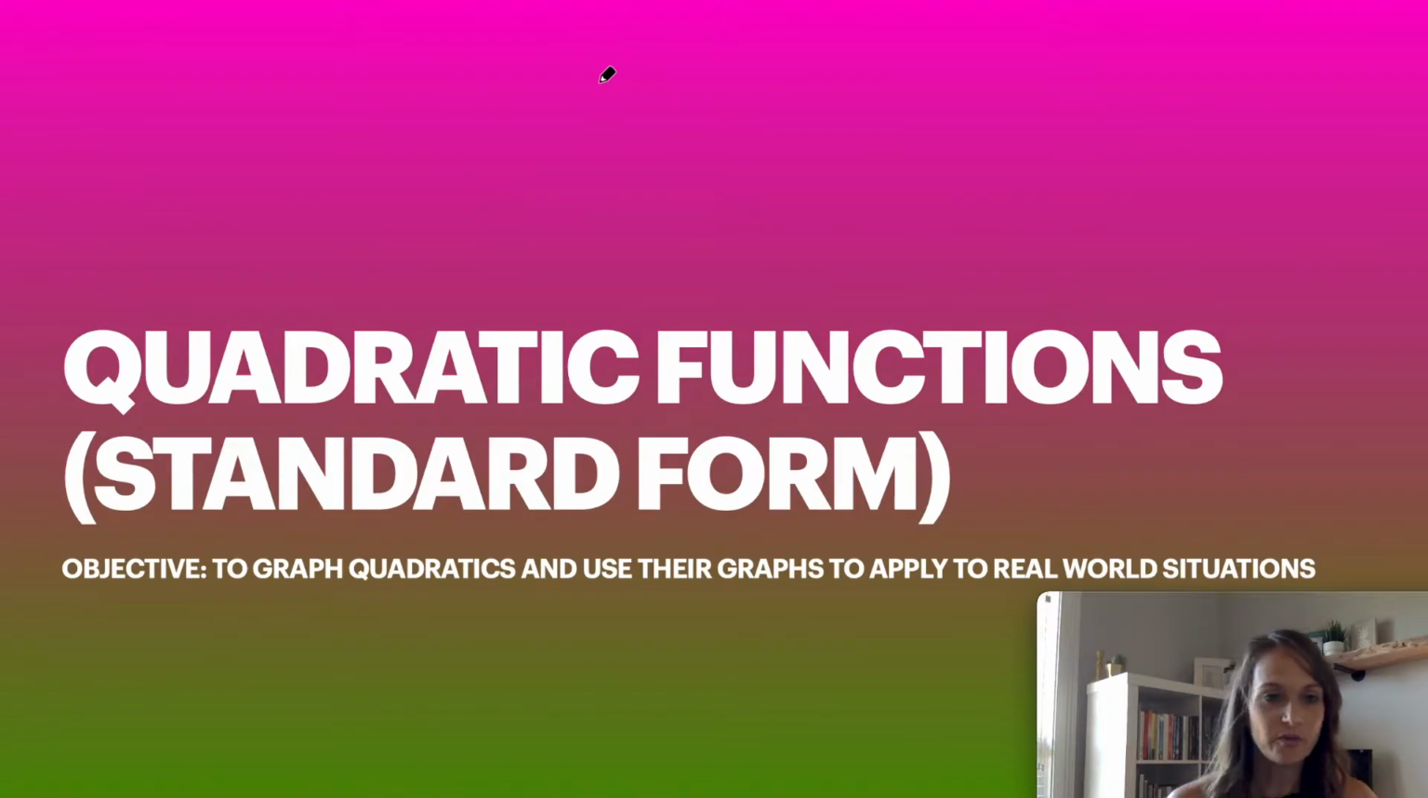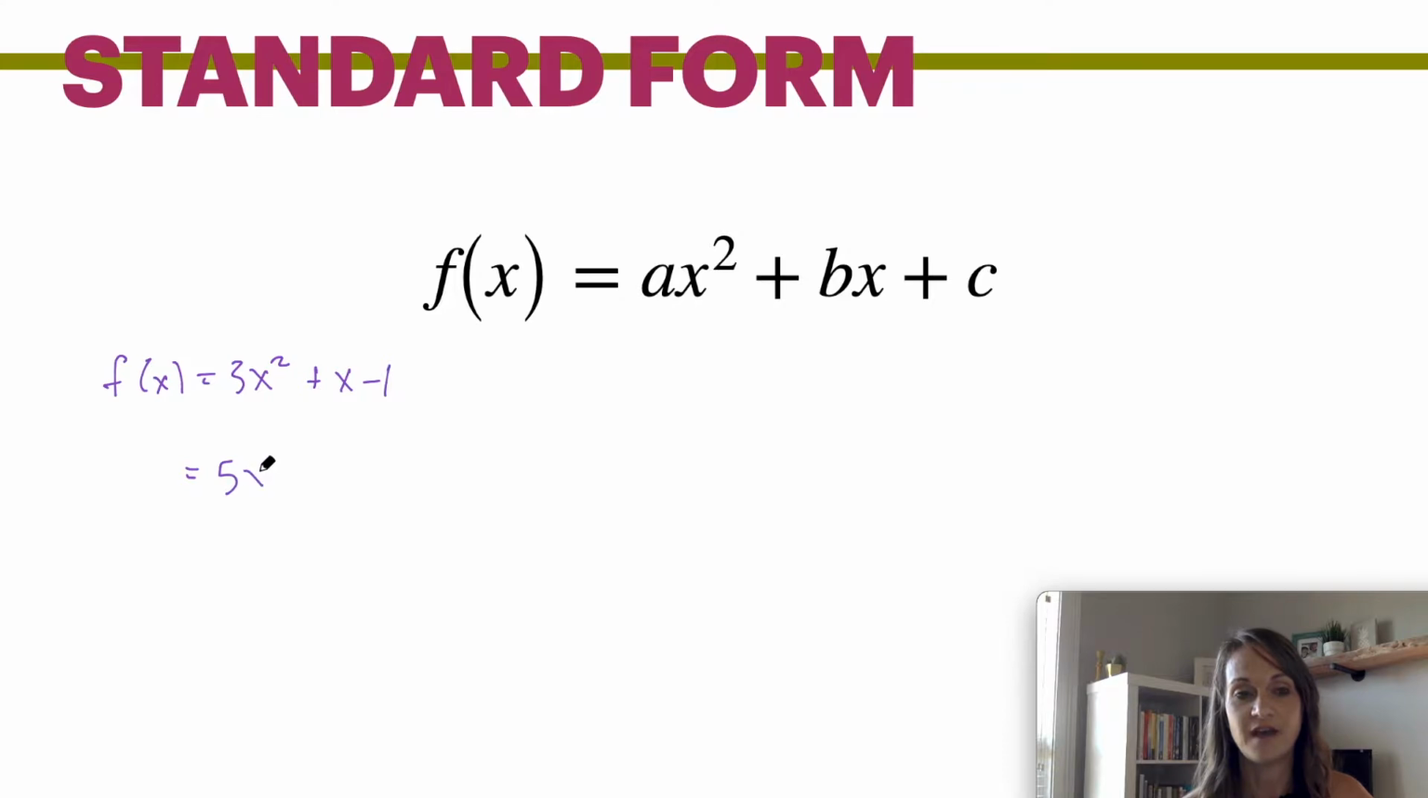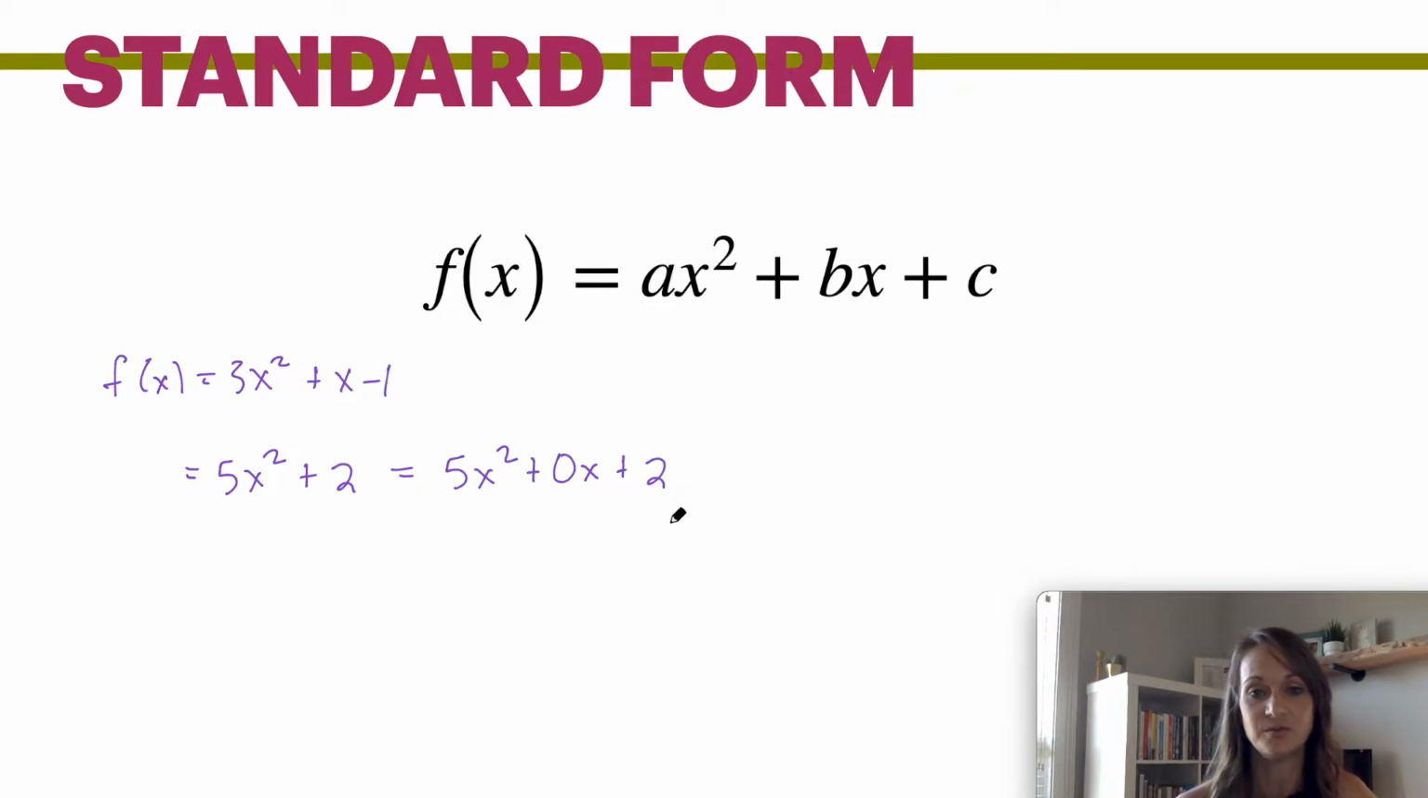In this video, I will be showing you how to graph quadratics and use their graphs to apply to real-world situations. The standard form of a quadratic is ax squared plus bx plus c. For example, you could have something like 3x squared plus x minus 1. You could have 5x squared plus 2. And the reason this is considered a standard form is it can be written as 5x squared plus 0x plus 2, where a is 5, b is 0, and c is 2.